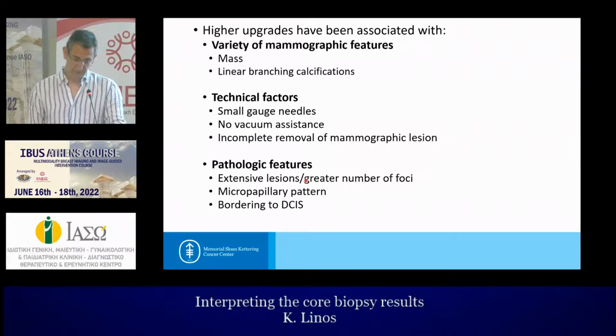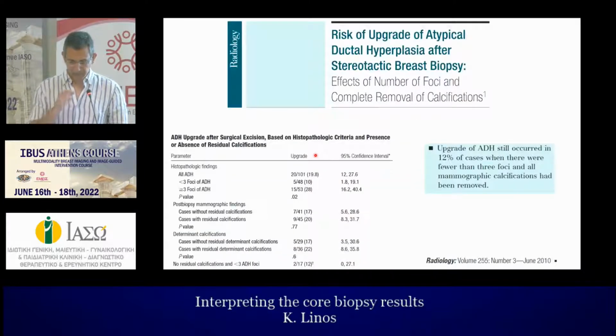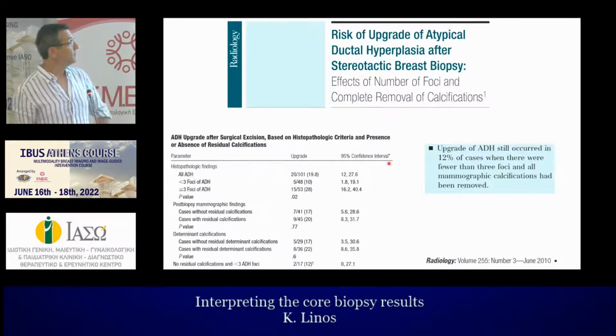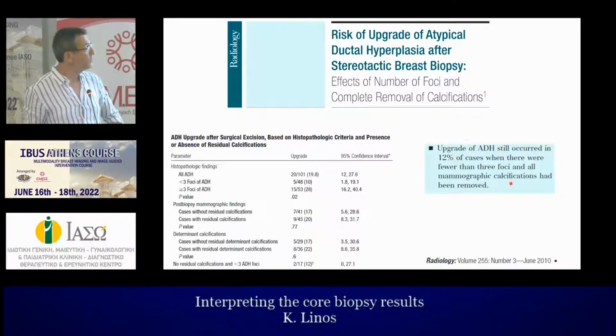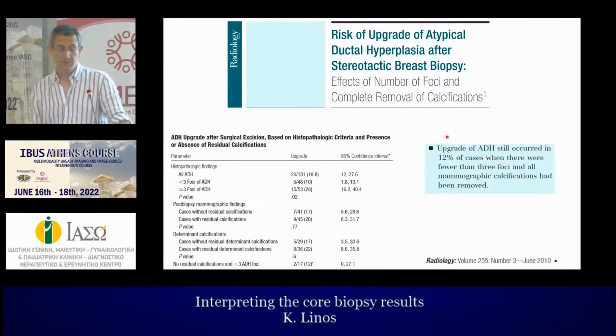And of course, what the pathologists show on the slide, if you have extensive lesions or a greater number of foci, if you have a micropapillary pattern or it's bordering on DCIS, then all these factors are actually associated with higher upgrades than your average 10 to 20%. So in terms of the upgrade, even if you have fewer than 3 foci, and even if you have actually removed calcifications completely, there's still studies showing that the upgrade of ADH to DCIS or invasive carcinoma is still up to 12%, which is an unacceptable number.